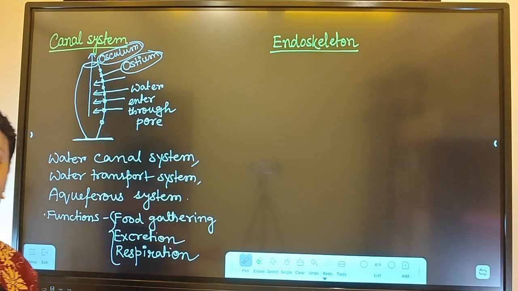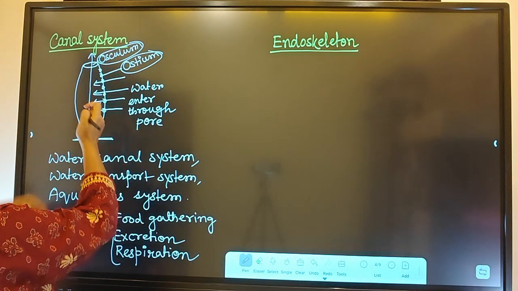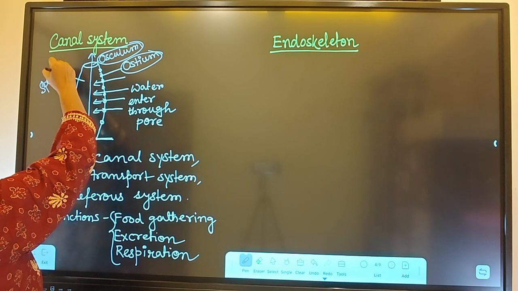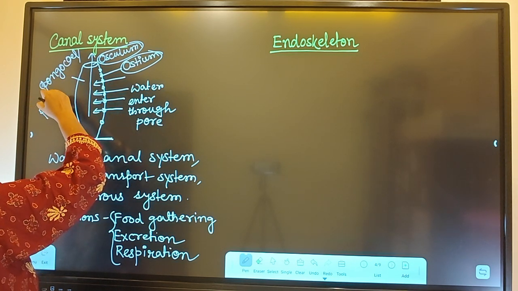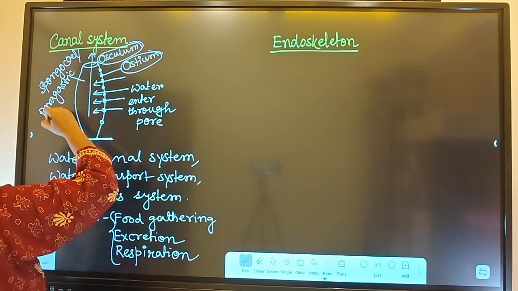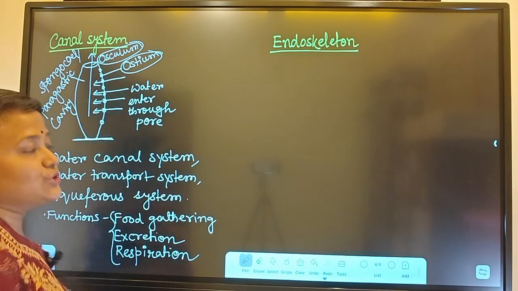Another thing I forgot to tell: the body cavity present inside is called spongiocele, or it is also called paragastric cavity. Okay, ostia, osculum, spongiocele.